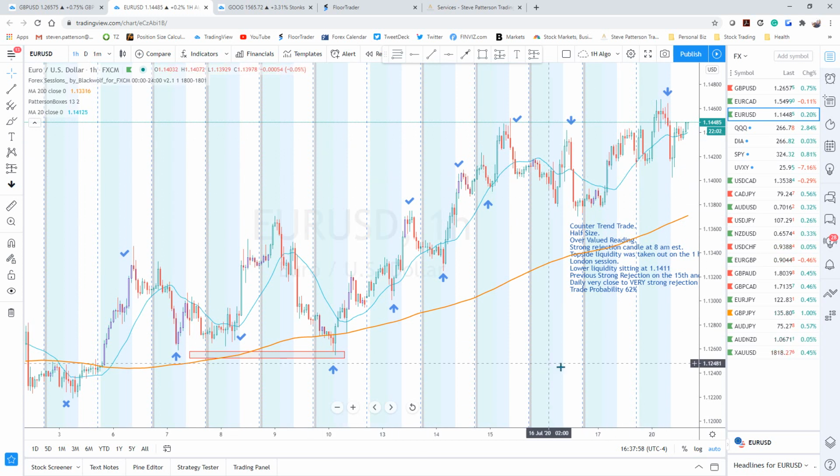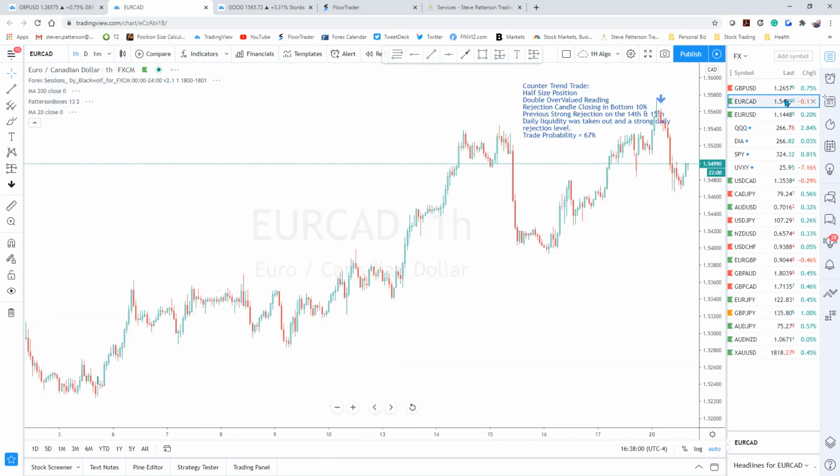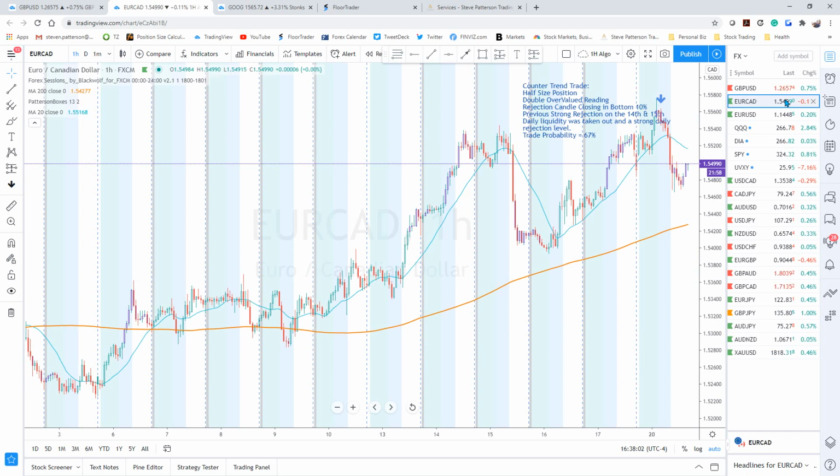Okay, next trade was the EURCAD. Again, this is a counter trend trade. Now I happen to like this one more. I gave that other trade a 63% probability of working. This trade, I decided to give it more like a 67% probability of working.